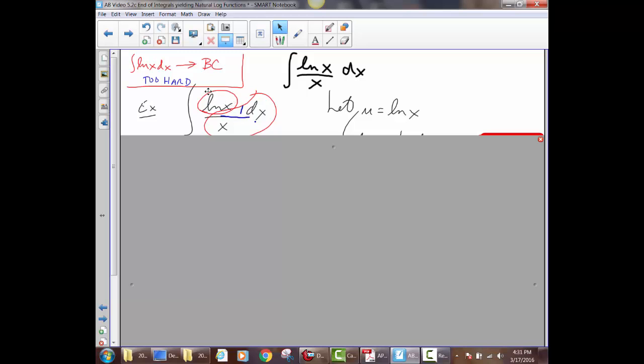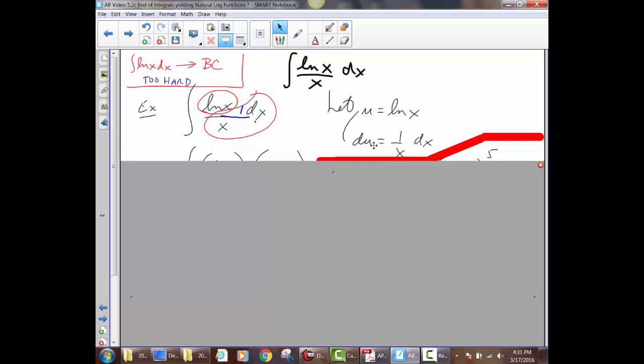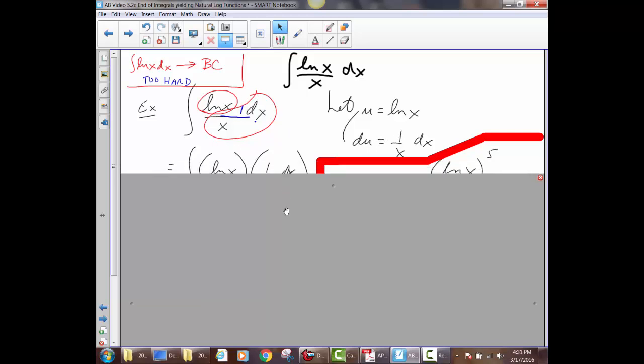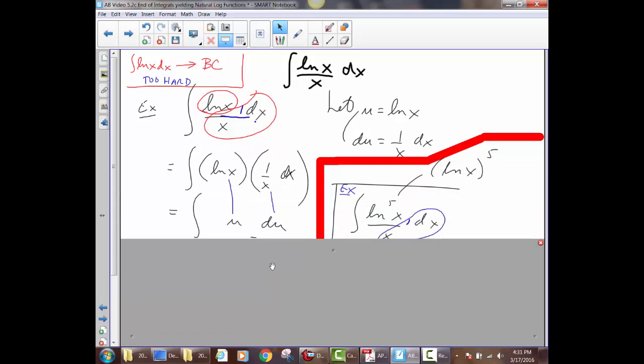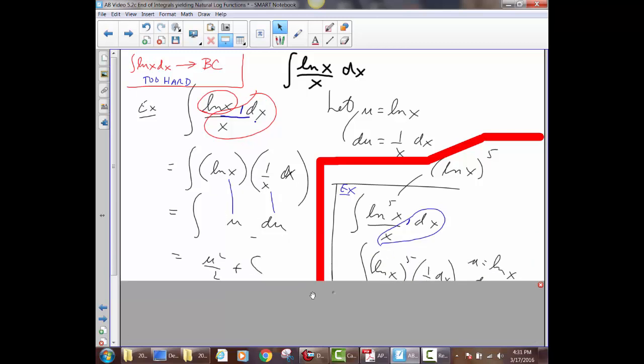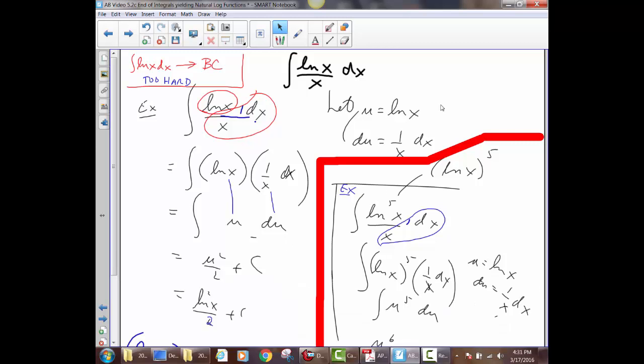But here, if you let u equal ln x, and you remember to check your du, well, your du is 1 over x dx, which is exactly what the rest of this is, 1 over x dx. So if you rewrite it as ln x times 1 over x dx, you've got u du, which is u squared over 2 plus c, which in our case is ln squared of x over 2 plus c.